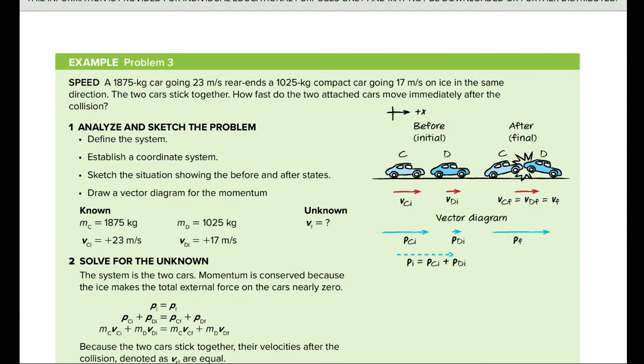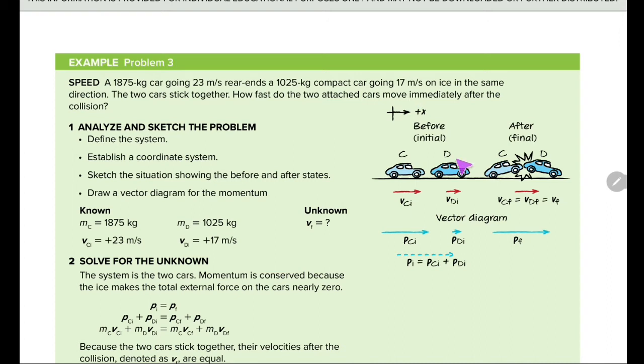Here we have an example about the conservation of momentum, which is on page 224. The example is a 1,875 kilogram car going 23 meter per second rear-ends a 1,025 kilogram compact car going 17 meter per second on ice in the same direction. The two cars stick together. How fast do the two attached cars move immediately after the collision?